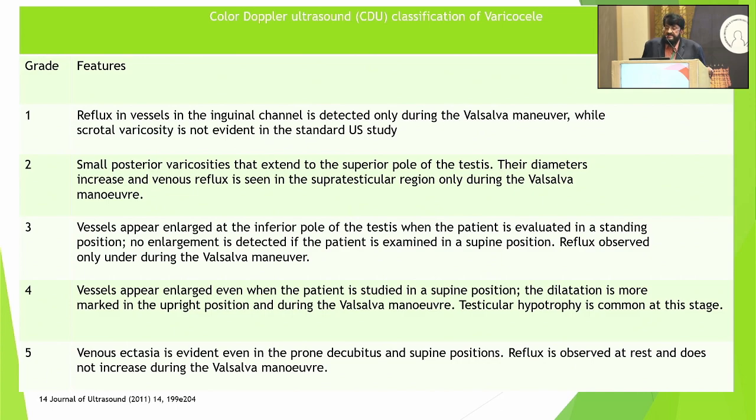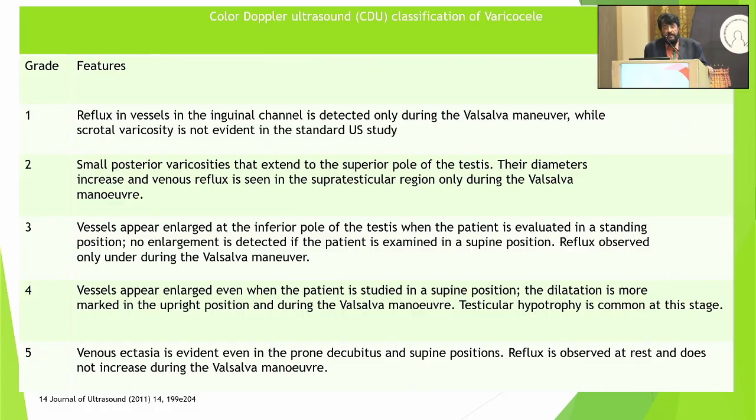If you have the reflux in the inguinal channels detected only during the Valsalva maneuver, while scrotal varicosity is not evident, that is grade 1. Grade 2, small posterior varicosities are there that extend to the superior pole of the testes. The diameter increases and venous reflux is present only in the supratesticular region, and that too in the Valsalva maneuver. What is grade 3? Varicocele appear even in the inferior pole of the testis when the patient is evaluated in the standing position, and no engorgement is detected even if the patient is examined in the supine position; reflux is observed only during the Valsalva maneuver.